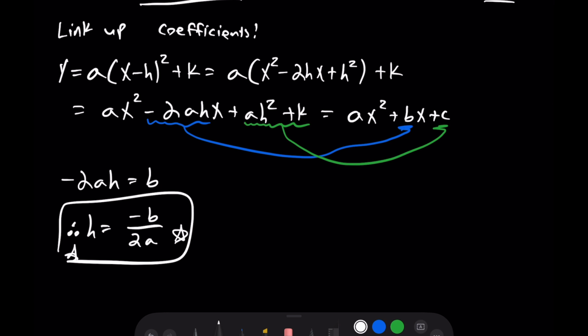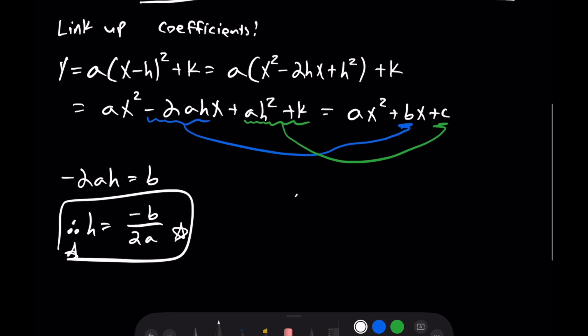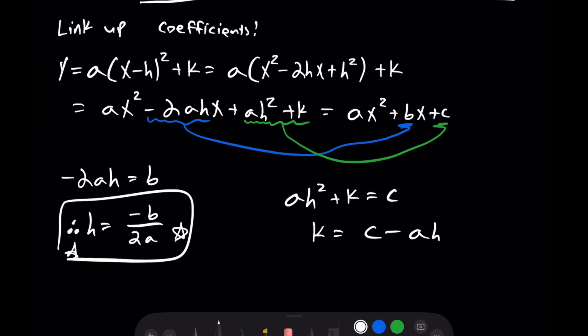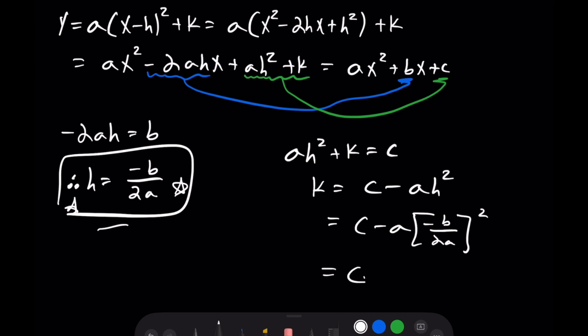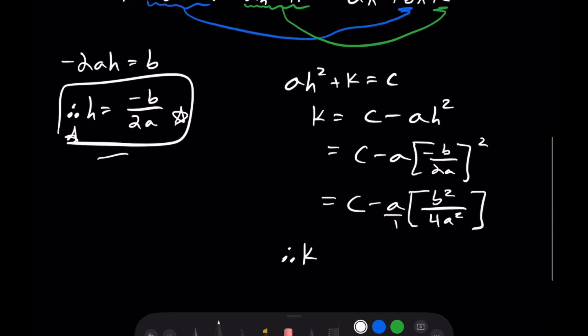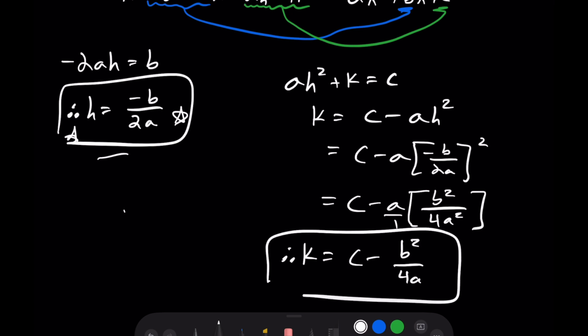But we can continue with this. So let's do the same thing for k. So we have ah squared plus k is equal to c. Let's solve for k. So k is equal to c minus ah squared. We have our h, so let's substitute that in. So we have c minus a, so minus b over 2a, that's squared. So we get c minus a, b squared over 4a squared. Remember that a is over 1. So therefore, we get k is equal to c minus b squared over 4a. Great. So here we have our h, k.